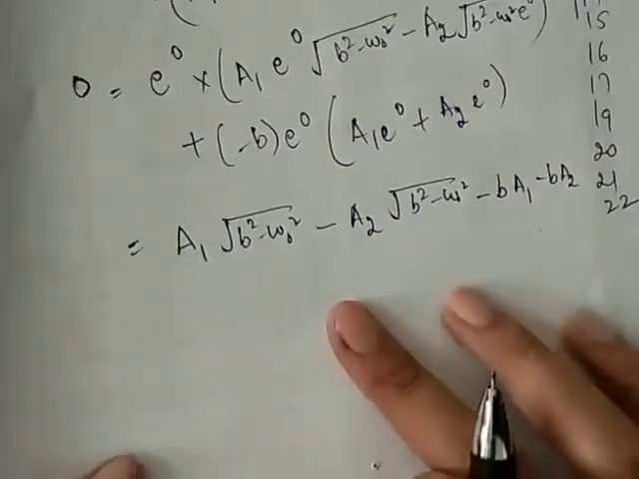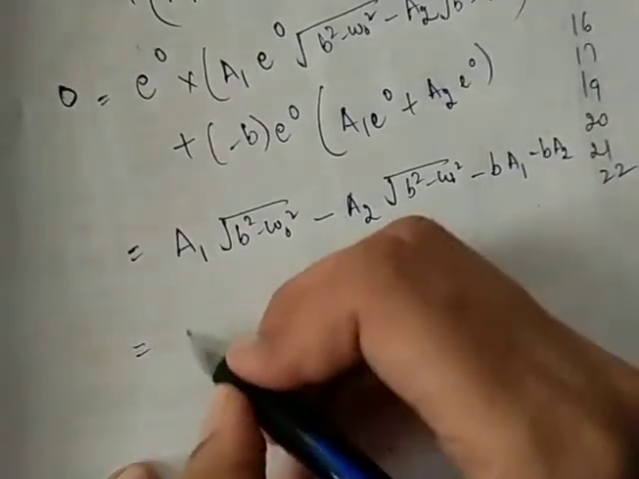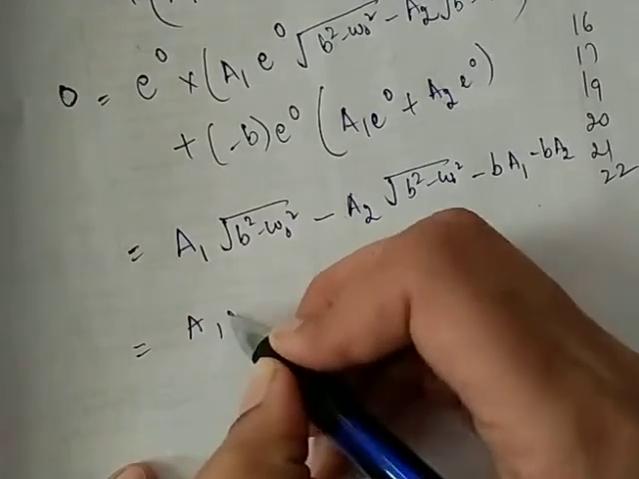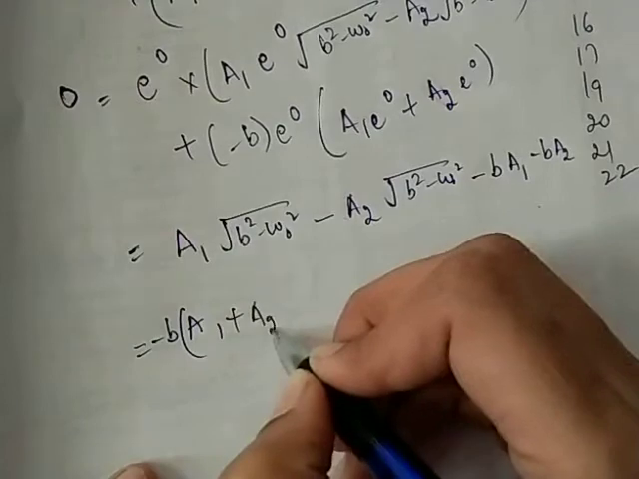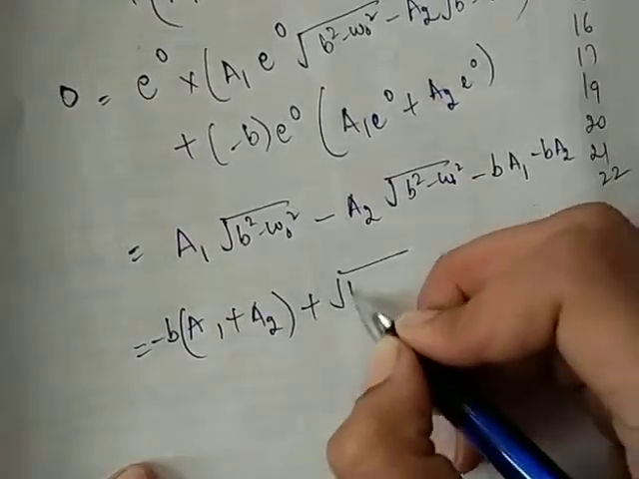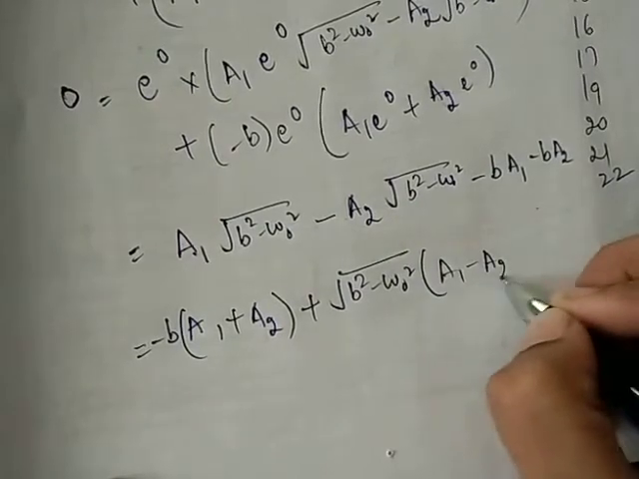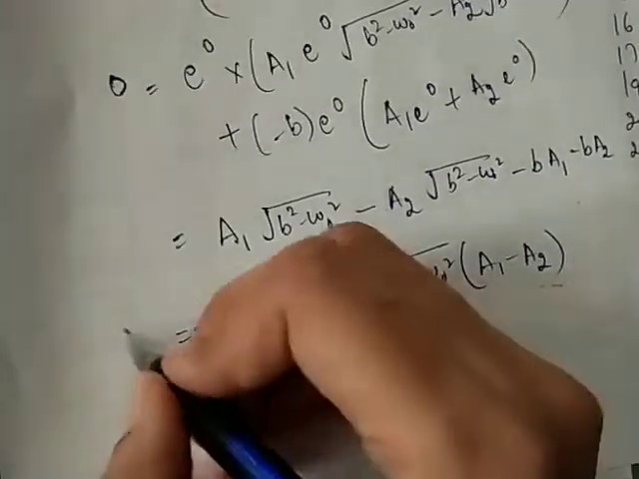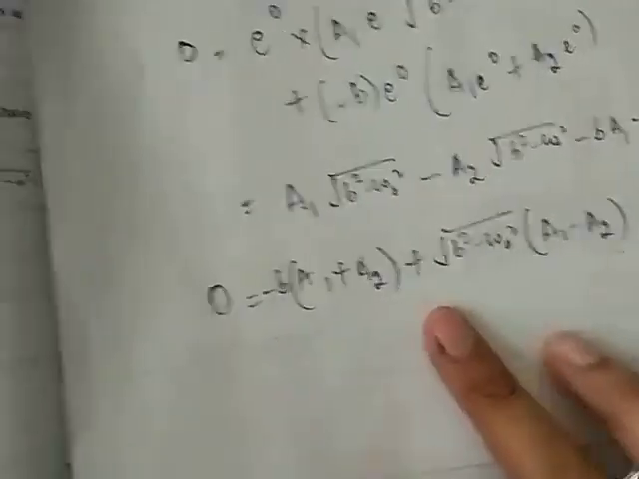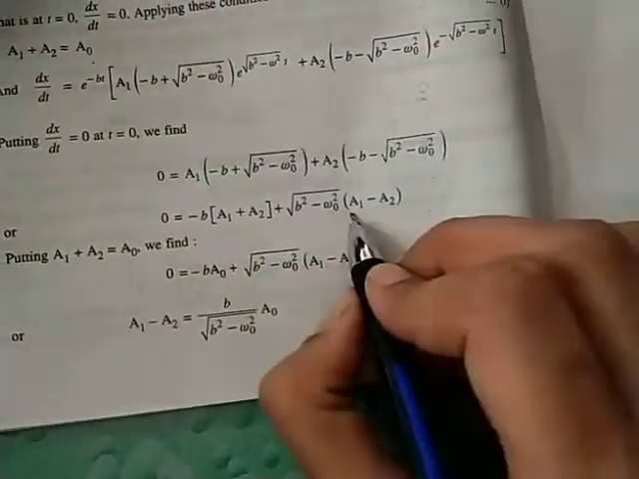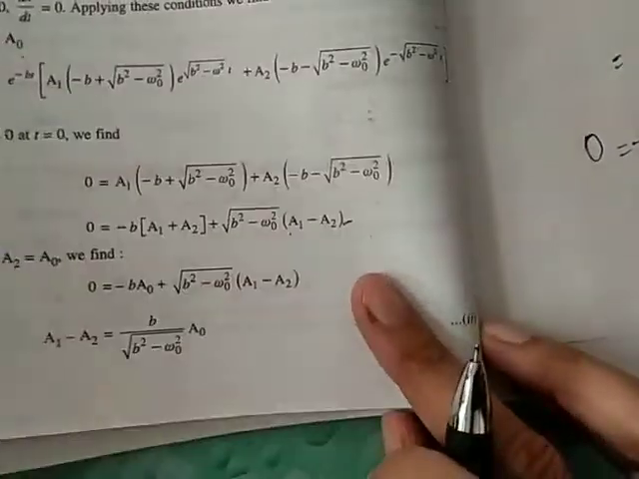So when I am adding both the parts, I would have the coefficient of a1, minus b a1 plus a2, and under root b square minus omega naught square a1 minus a2. So this is what I am getting after filling the values. This equation is the same equation we have got here. I have just solved it completely to show you.